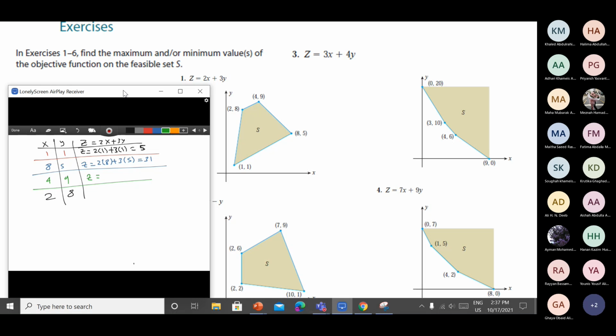Z in this case, x is 4, y is 9, so 2 times 4 is 8, 3 times 9 is 27, 8 plus 27 is 35. The last value of z at the point x equal to 2 and y equal to 8: 2 times 2 is 4, 3 times 8 is 24, 24 plus 4 is 28.